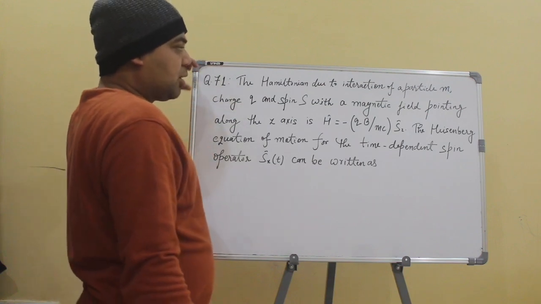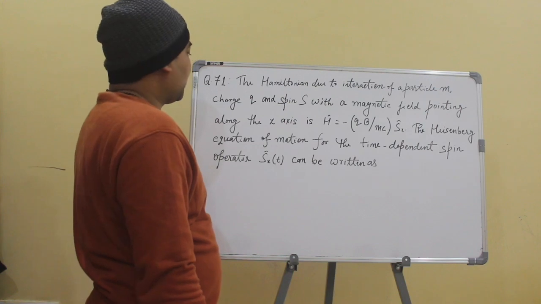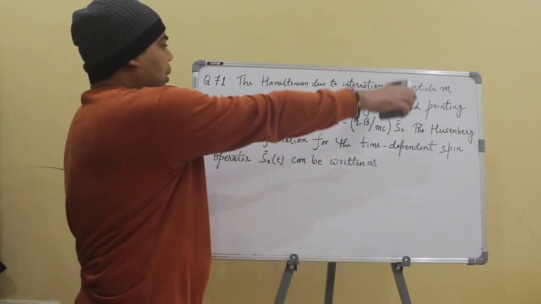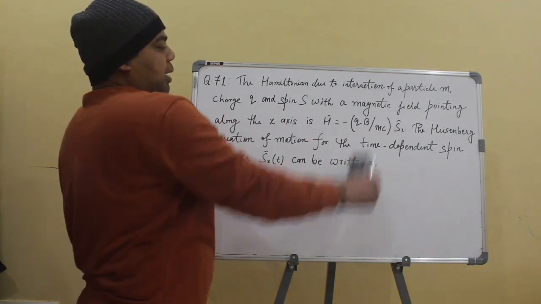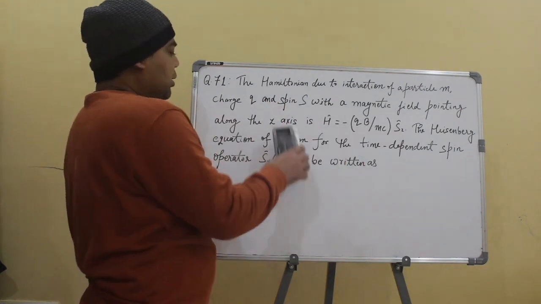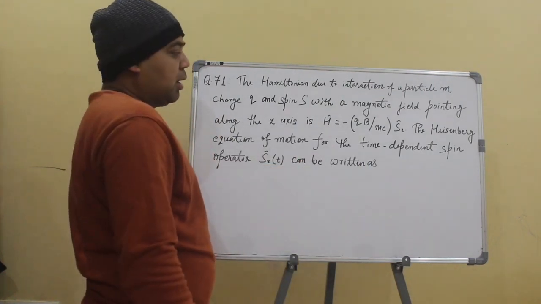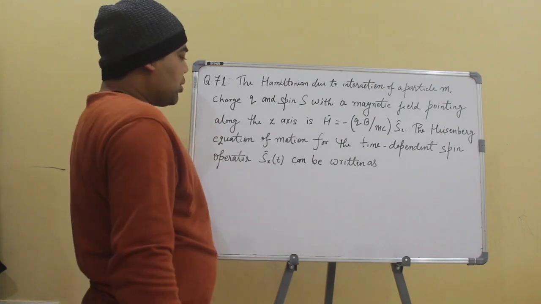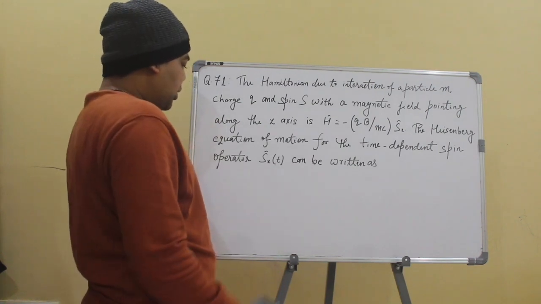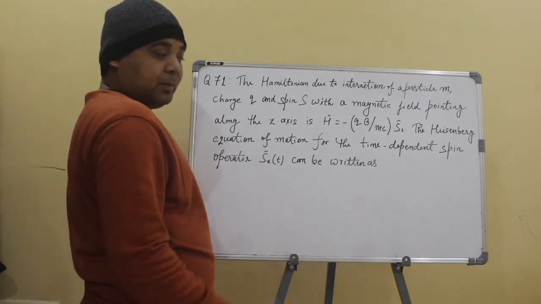71, which is part of the series of problems on quantum mechanics. So let us start with this very beautiful problem, which says that the Hamiltonian due to the interaction of a particle of mass m, charge q and spin s, with a magnetic field pointing along the z-axis is H cap equals minus qB divided by mc S cap z. Right? So the Heisenberg equation of motion for the time-dependent spin operator S cap x(t) can be written as.